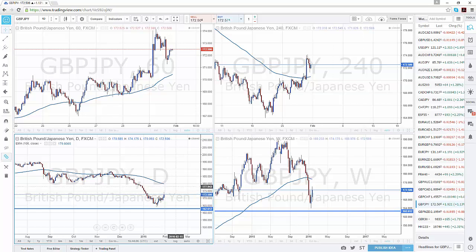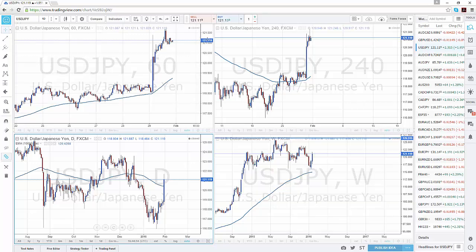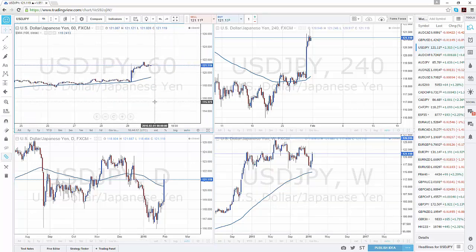So for that reason, even though this might prove to be a beautiful setup there, I'm going to skip it on those grounds, and instead going to look to take advantage of some yen weakness on the back of a pullback here in the 1 hour charts, as you can see on the dollar yen.